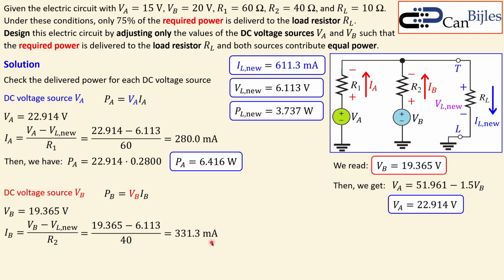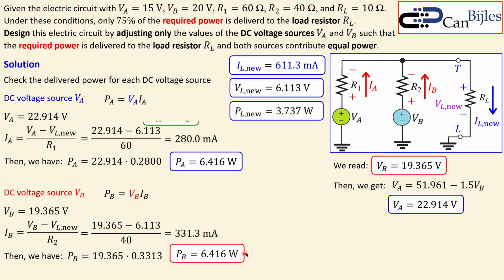If I now multiply VB times IB, I get nicely the same value, so I get 6.416 watts. So PA is equal to PB, so we have checked that.